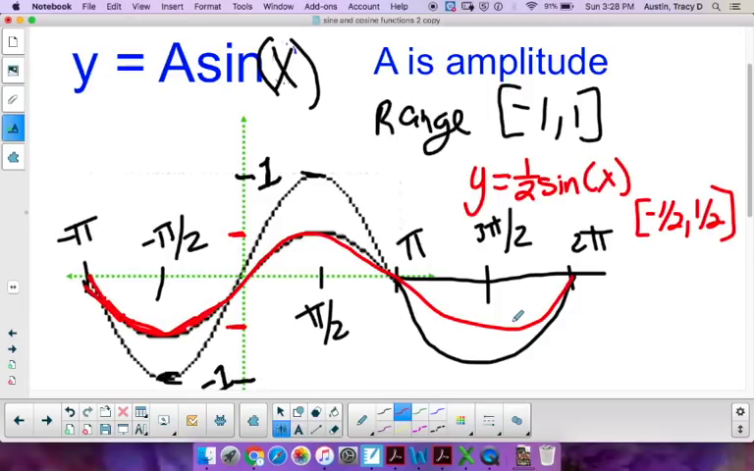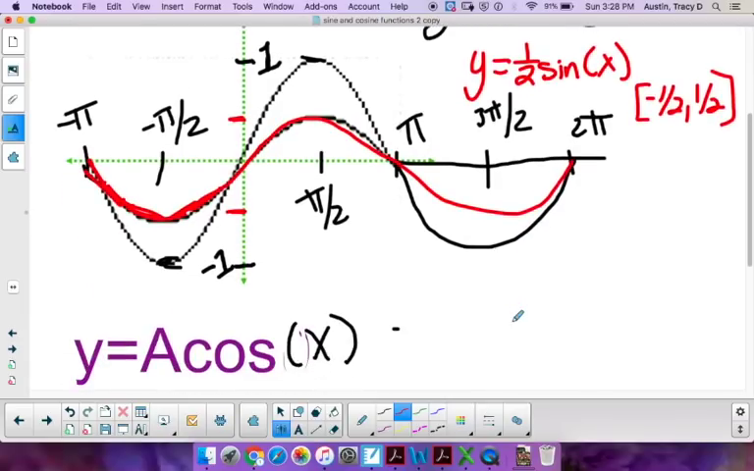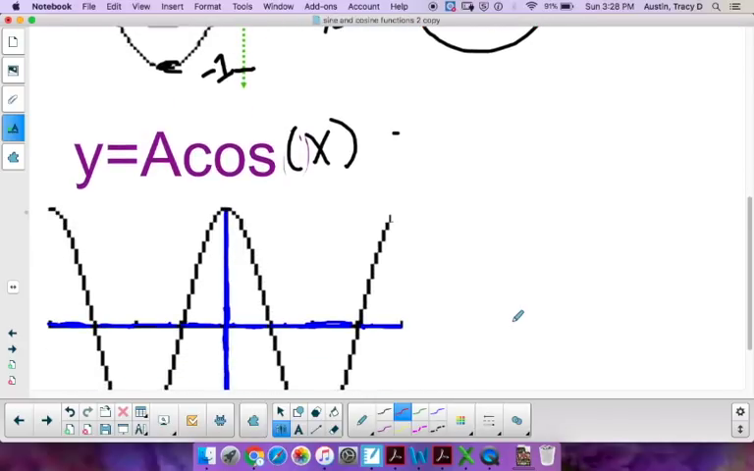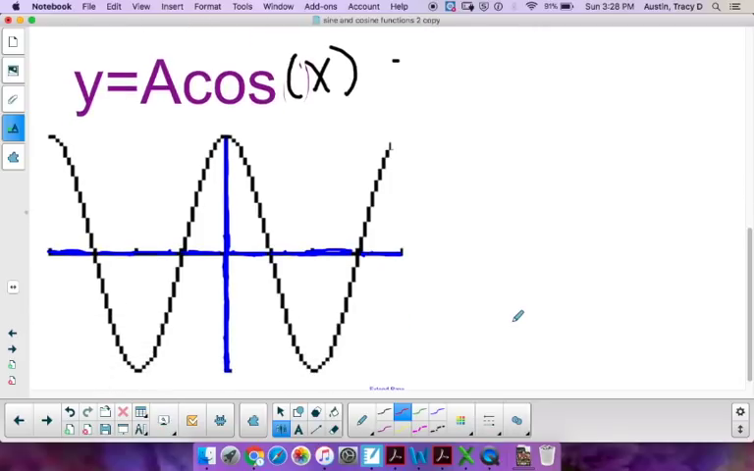All right, let's try one on cosine. All right, so again, take a look and go ahead and mark this as +1 and -1. Okay, and see that's our normal function. So we would just call that y equals cosine of x, which is the same exact thing that we graphed on Friday.